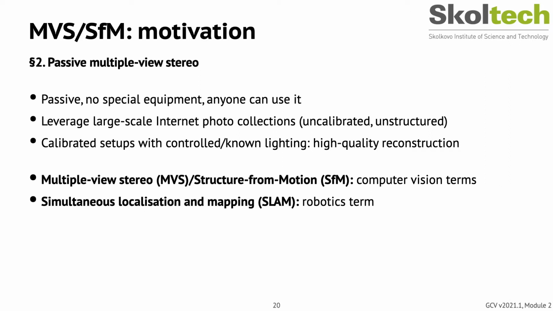In controlled setups, multiple view reconstruction is able to deliver sub-millimeter precision by using color cameras only. The terms multiple view stereo and structure from motion are used interchangeably to refer to the pipeline in the computer vision community, and simultaneous localization and mapping, or SLAM, in the robotics community.